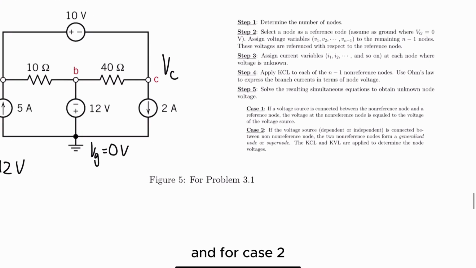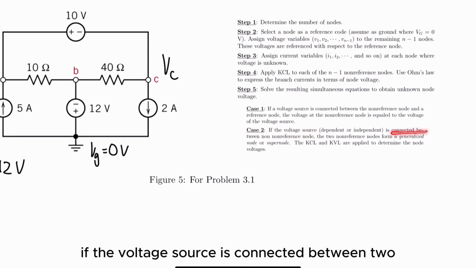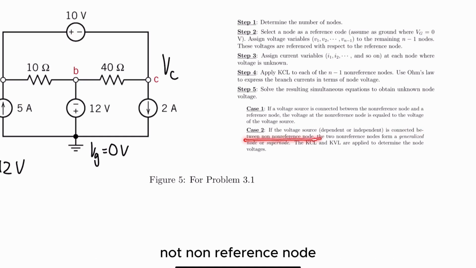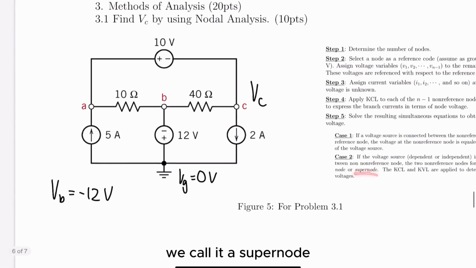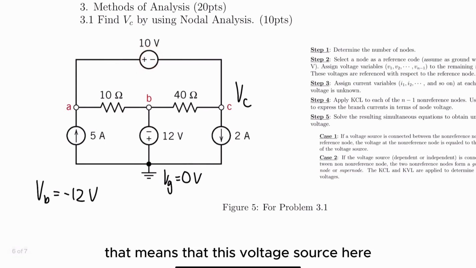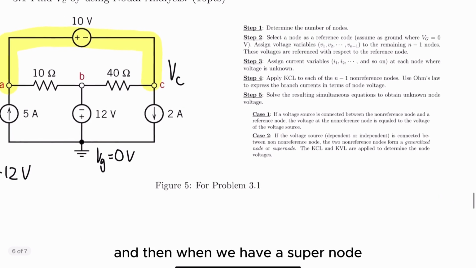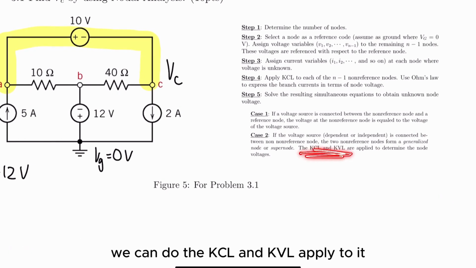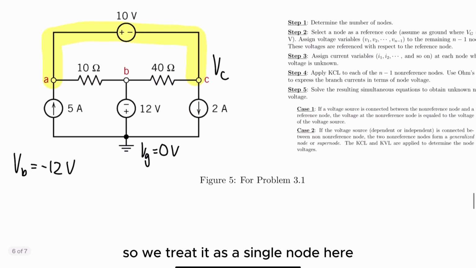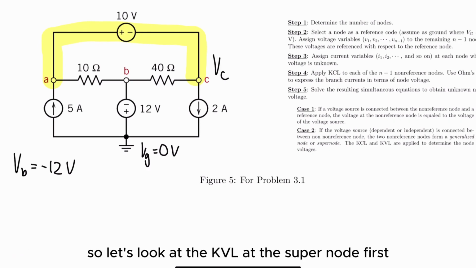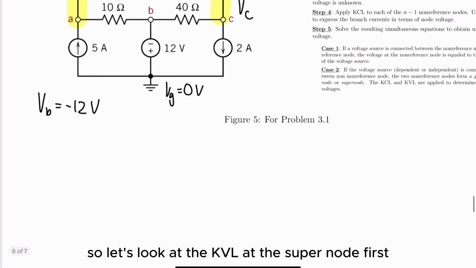And for case 2, if the voltage source is connected between two non-reference nodes, we call it a supernode. That means that this voltage source here is connected between VA and VC, which we don't know the value of. So that means that this is a supernode. And when we have a supernode, we can apply KCL and KVL to it. So we treat it as a single node here. So let's look at the KVL at the supernode first.